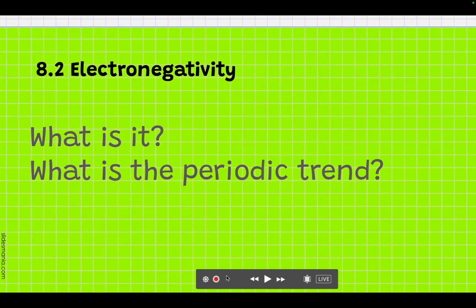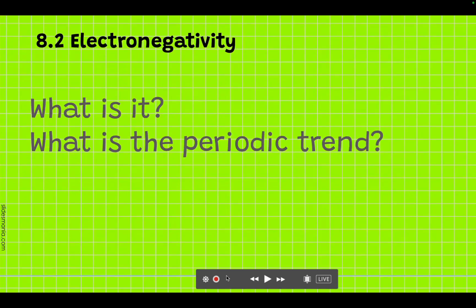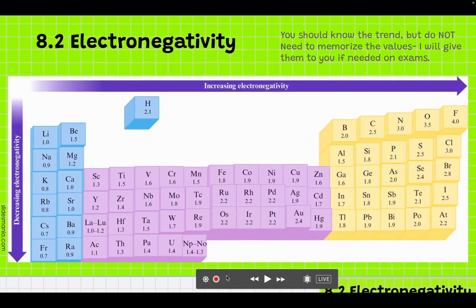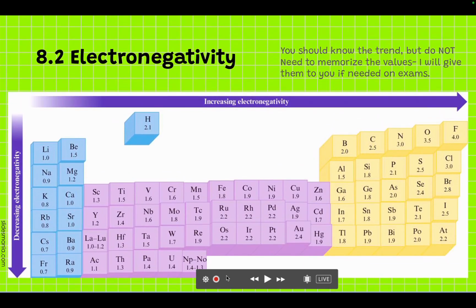Remember electronegativity. Think about, what is it and what was the trend? Electronegativity is the ability to attract electrons that are in a bond to an atom within a molecule. And the trend is, in general, it gets bigger as we go to the right towards fluorine, which has the highest electronegativity of the elements at a 4.0.